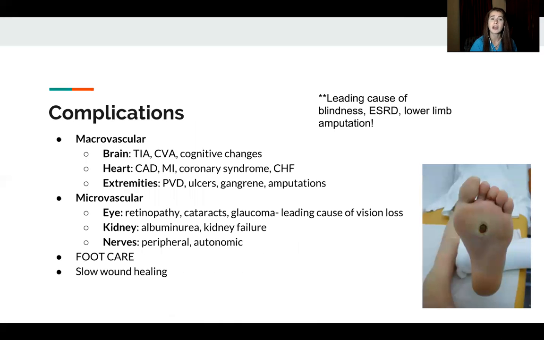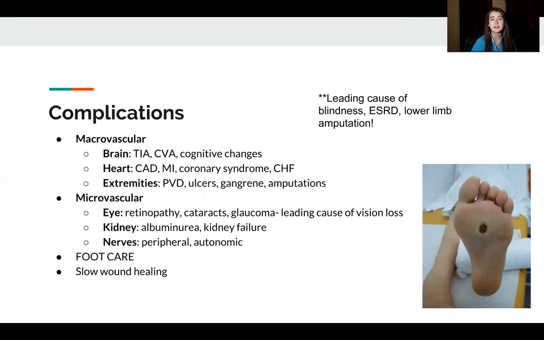And finally, we have complications. There are macrovascular, which are the bigger blood vessels in the brain. It can create strokes and cognitive changes due to that syrupy blood creating clots. In the heart, same thing. There's clotting in the heart that can lead to heart attacks, congestive heart failure, coronary syndrome.